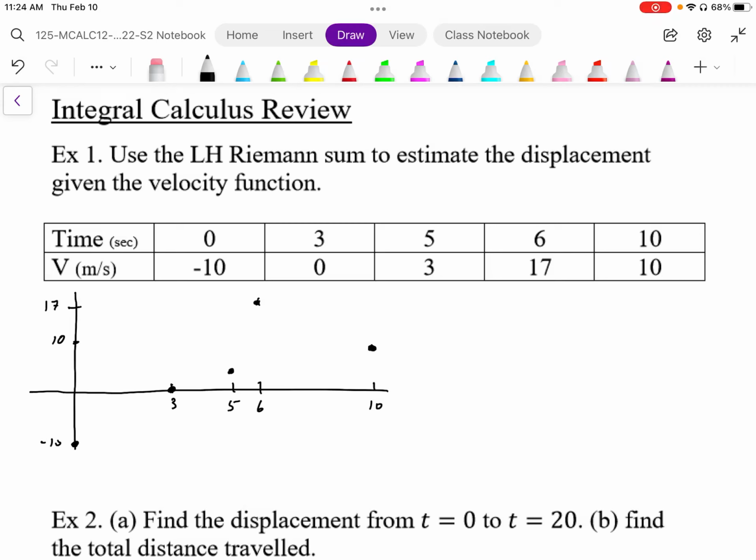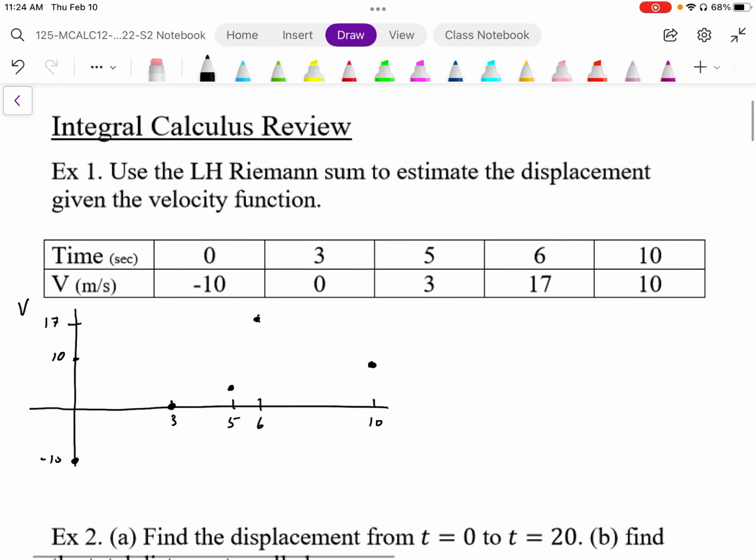So here we've been given a velocity graph. On the y-axis here, this is velocity and time on the x-axis. And we're being asked to find the displacement of the velocity function, or in other words, how far we've gone, how far we are from the starting point. So we're being asked to use a left-hand Riemann sum.